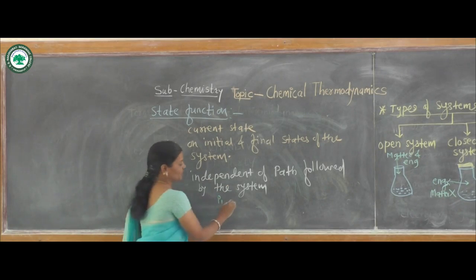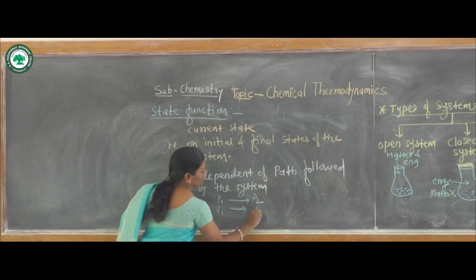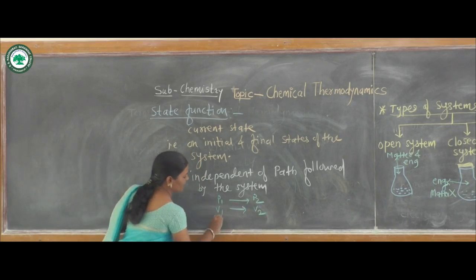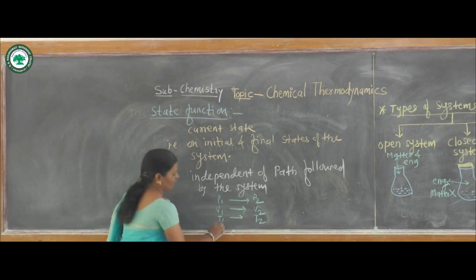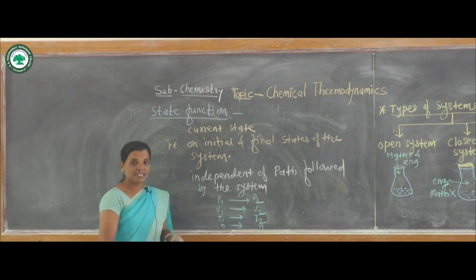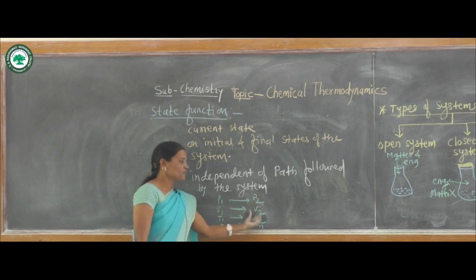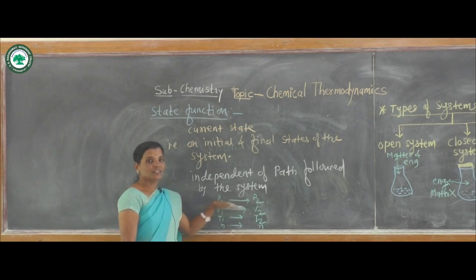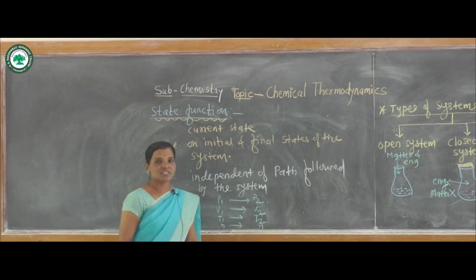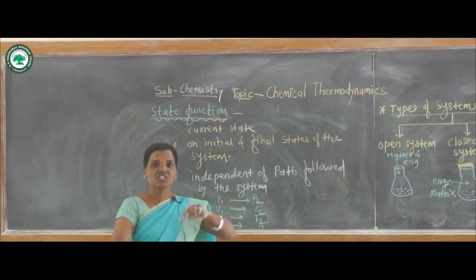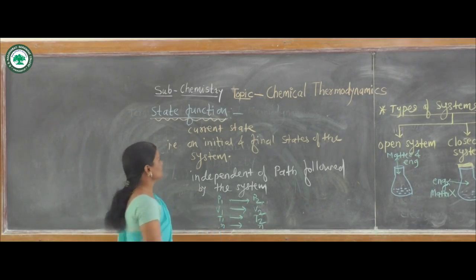Suppose P1 is the pressure of the initial state and P2 the pressure of the final state. V1 is the volume of the initial state, V2 the volume of the final state. T1 is the temperature of the initial state and T2 the temperature of the final state. And the number of moles n remains as it is. A function which depends on the initial and final states of the system, but not on the path followed by the system, is called a state function. Next concept we have to see is path function.